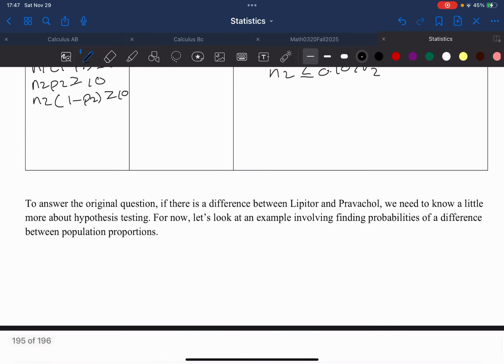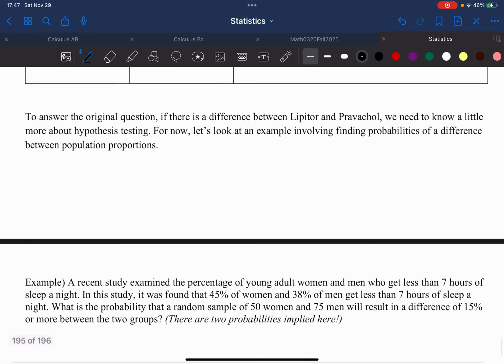So to answer the original question, if there is a difference between L and P, we need to know a little more about hypothesis testing. For now, let's look at an example involving finding probabilities of a difference between population proportions.